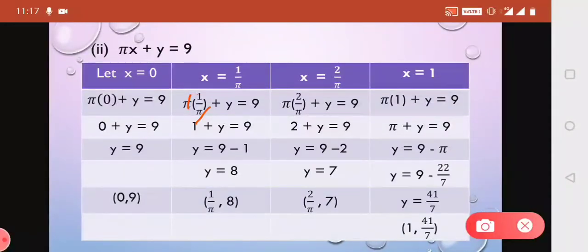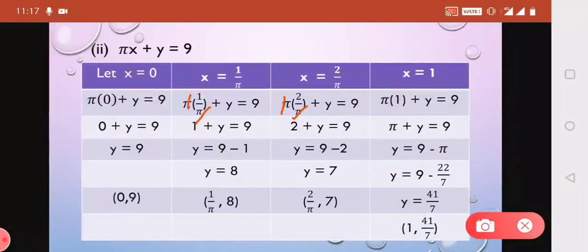Next, we take the value of x as 2 upon pi. So again, inserting in the given equation, we get pi into 2 upon pi plus y equal to 9. Again, we can cut pi here. So we'll get 2 plus y equal to 9. Transposing 2 on opposite side, we get y equal to 9 minus 2. That is y value will be 7. So the third pair is 2 upon pi and 7.